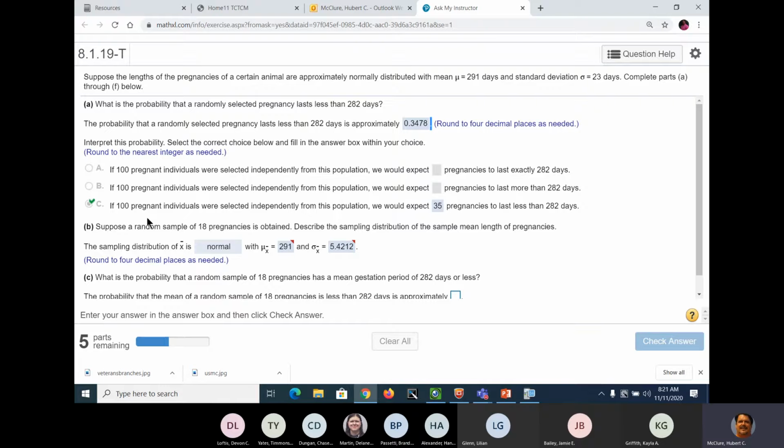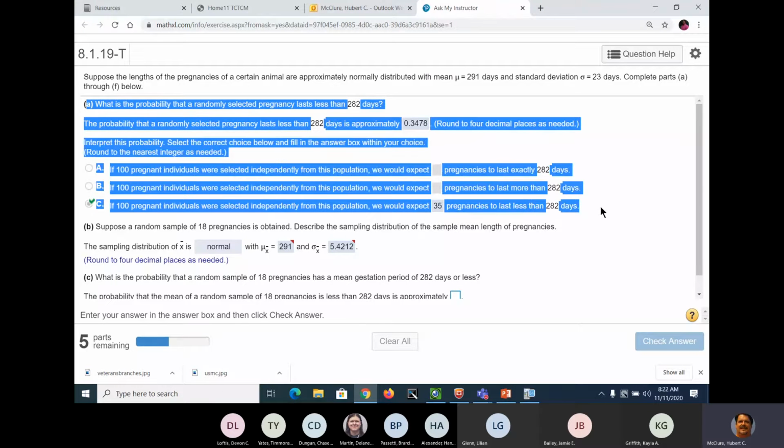Okay, so if 100 people were picked, we would expect 35 pregnancies to last less than 282 days. That's the conclusion of this. Now, that is chapter 7. As I told you the other day when we were starting chapter 8, you're moving from chapter 7 to chapter 8. They put a chapter 7 question in here just to kind of refresh you on what we did in chapter 7.